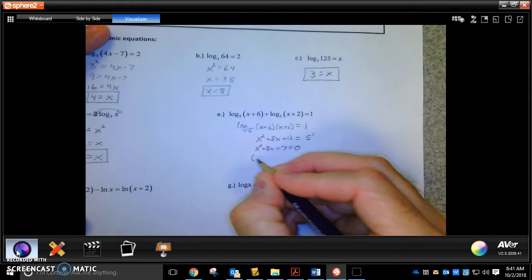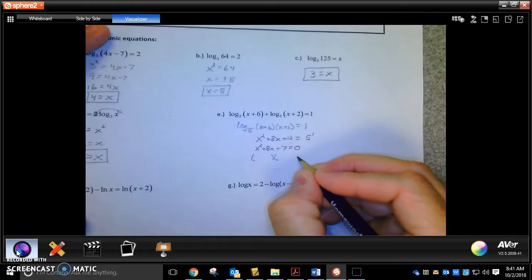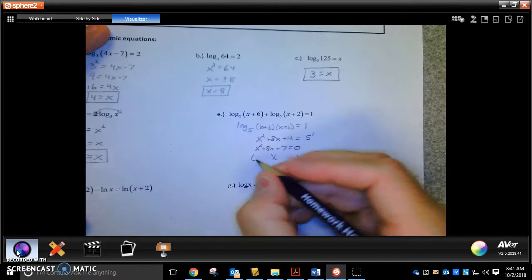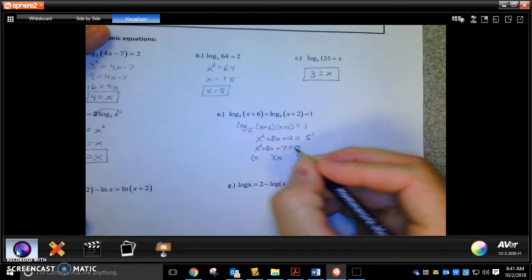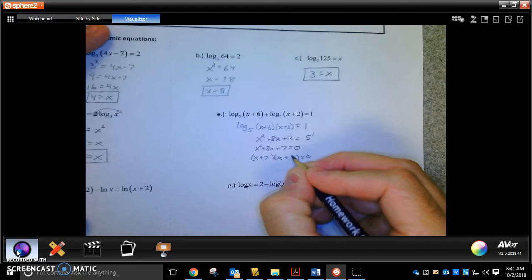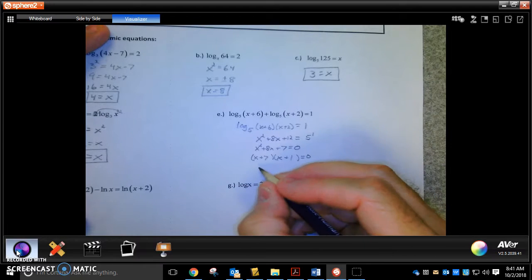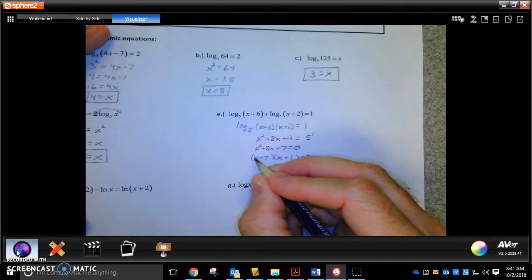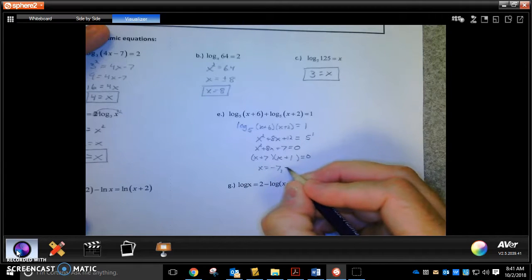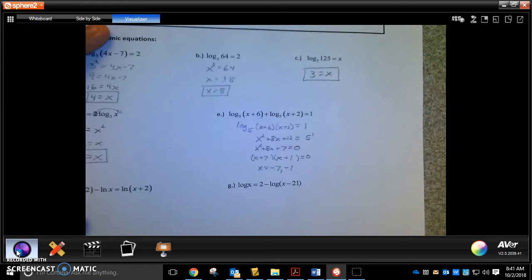I'm going to now factor this, because if you've got a quadratic set equal to 0, you want to factor it. So x, factors of 7 that add up to 8 would be 7 and 1. So x equals negative 7 would make that one equal 0, and negative 1 would make that one equal 0. All right, so there's our answers, negative 7 and negative 1.